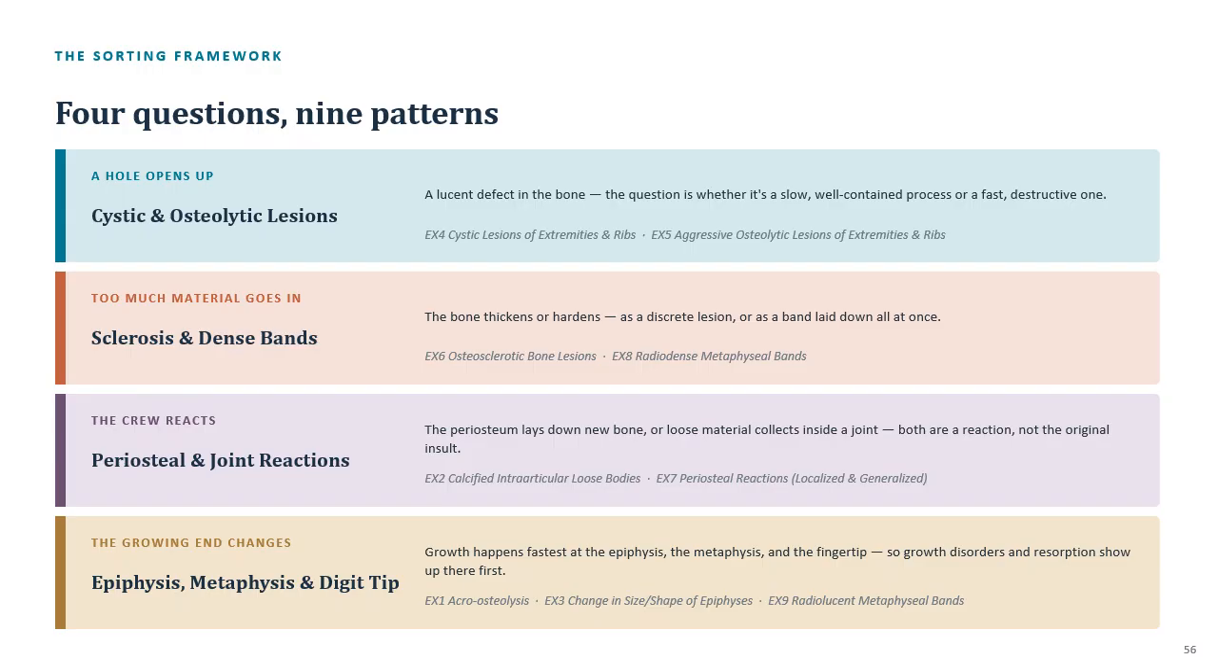Last but not least, when we're looking at the fourth category, or the fourth question, is the growing end of the bone changing? So is the epiphysis, the metaphysis, epiphysis, metaphysis, and also they're looking at fingertips. So these are where we can see growth-related problems. Also, these are areas where we can see bone resorption sometimes show up first. So again, these are the 4 questions with the 9 categories layered in.